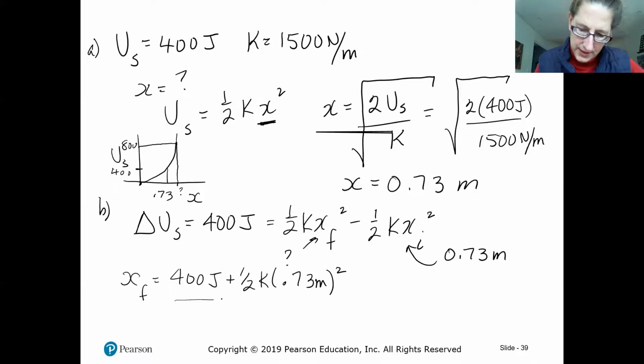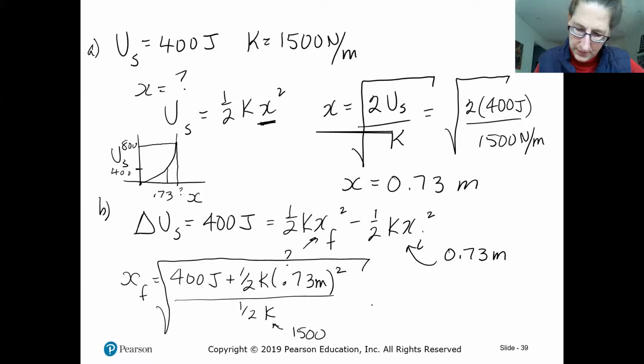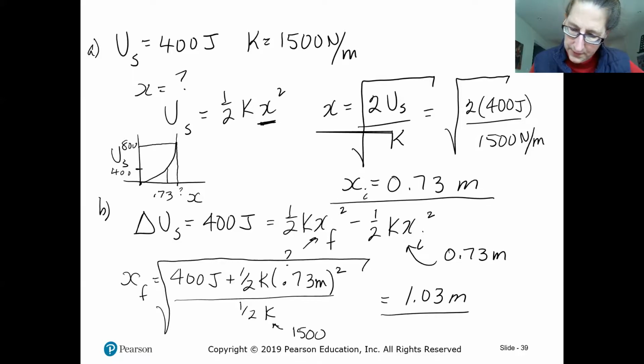Then I'm going to divide by half k, and then take the square root of all that. Okay, and the k is 1500. When you do that, it turns out that x final is 1.03 meters. So it only moved over, if you take the difference, from 0.73, that was the initial, to the final 1.03.